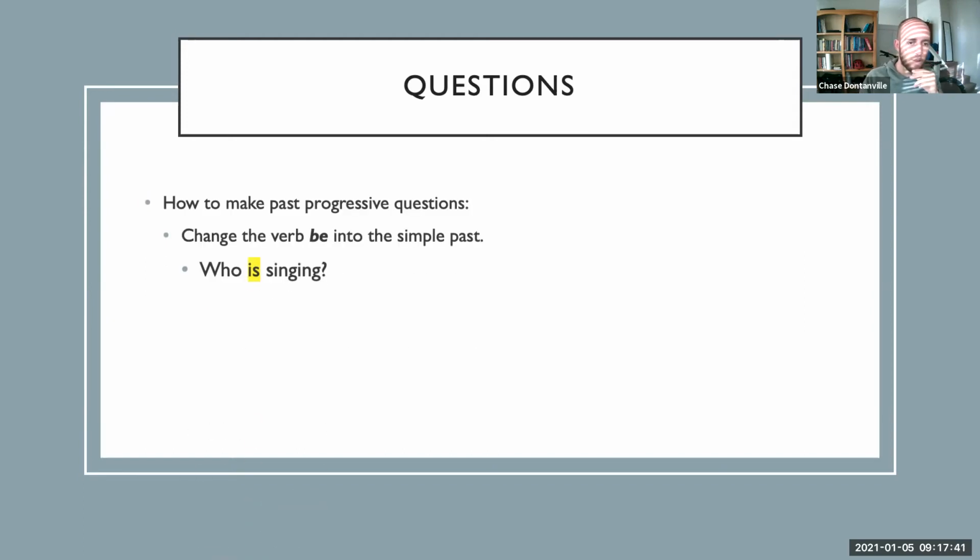Another example: who is singing? So here's who is singing? Oh, my sister. How do we make this in the past? Who was singing last night, for example? My sister.